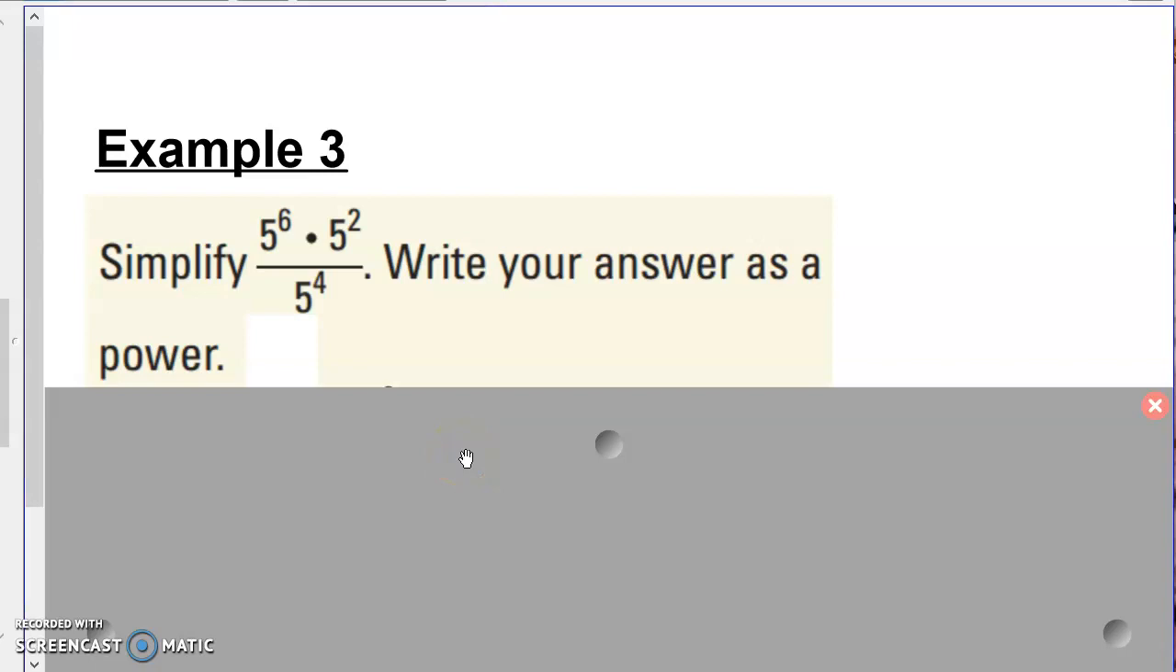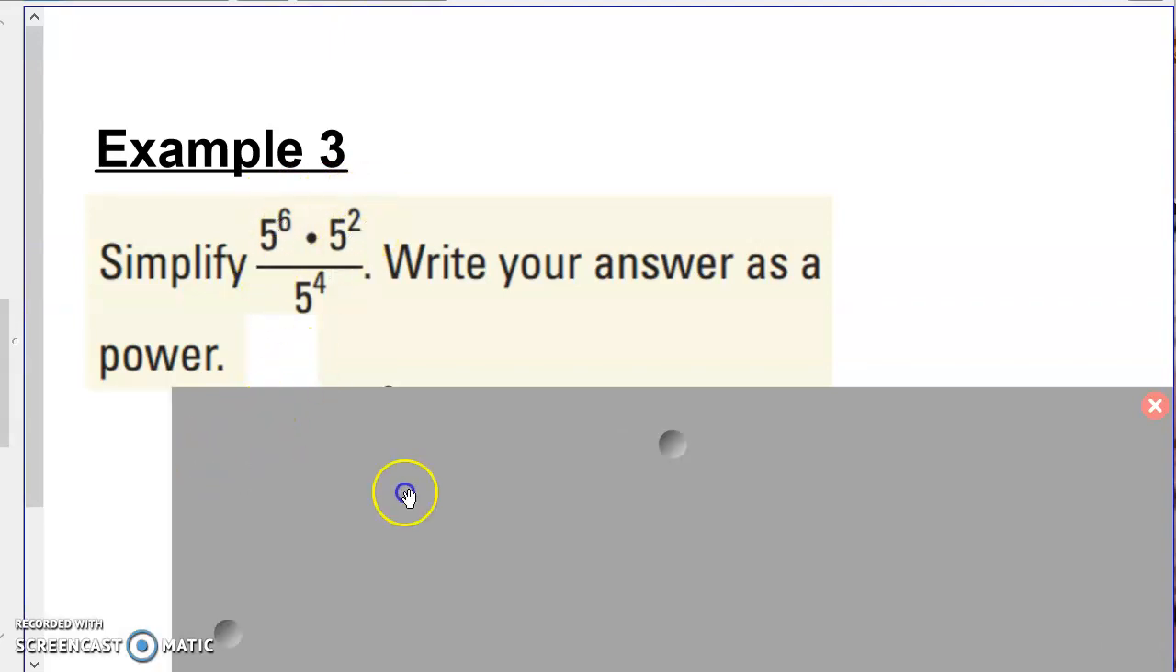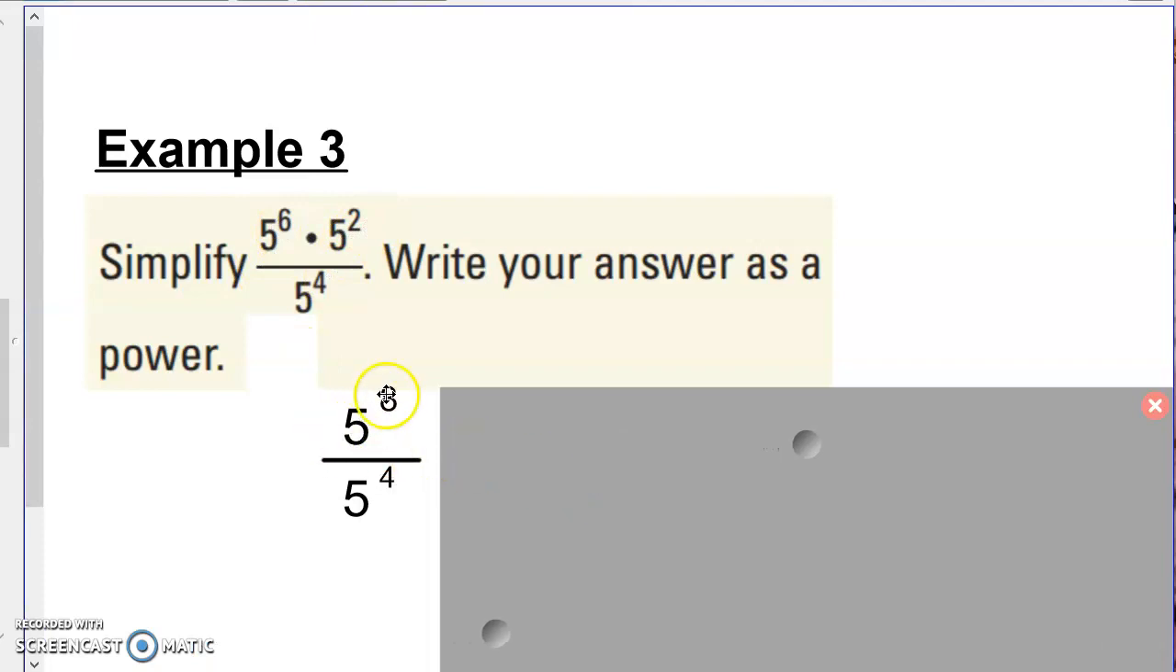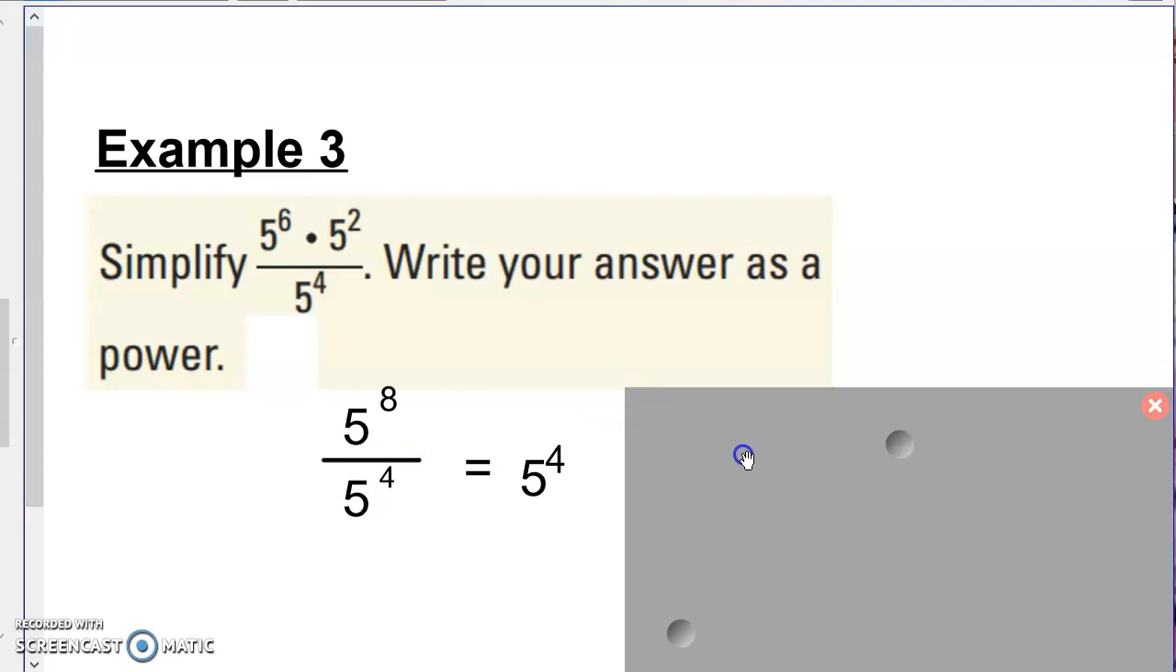Next up, example 3. Simplify this, and remember, this is where we're going to be reviewing what we did yesterday. Yesterday, when we were multiplying and we had the same base, we added the exponents. So first I'm going to simplify the top. 6 plus 2 would give me 8, so that's 5 to the 8th. And then I'm going to divide that by 5 to the 4th. Now since those have the same base, I can subtract those exponents, so that will leave me with my final answer of 5 to the 4th, written as a power.